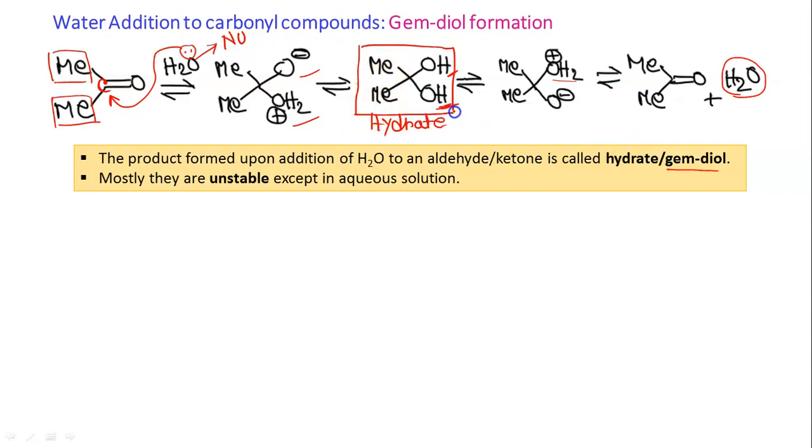For that, we can use the isotope of oxygen, which is 18. If we take 18 oxygen water, and the reaction is done in that water, that is 18 oxygen, not 16 oxygen, then what will happen? The OH2 that is added first will contain 18 oxygen, and in the hydrate there is equal probability that this OH will be removed as water, or this OH is removed in the form of water.